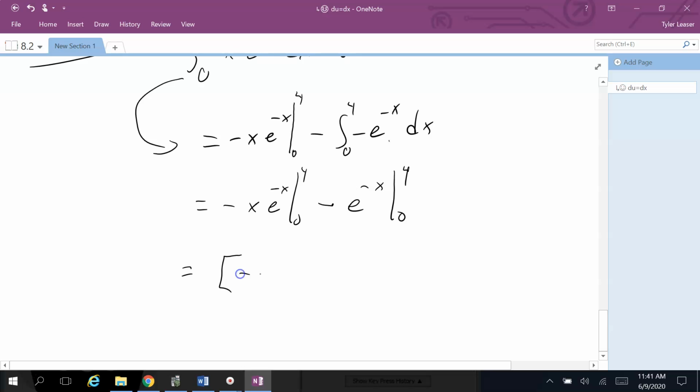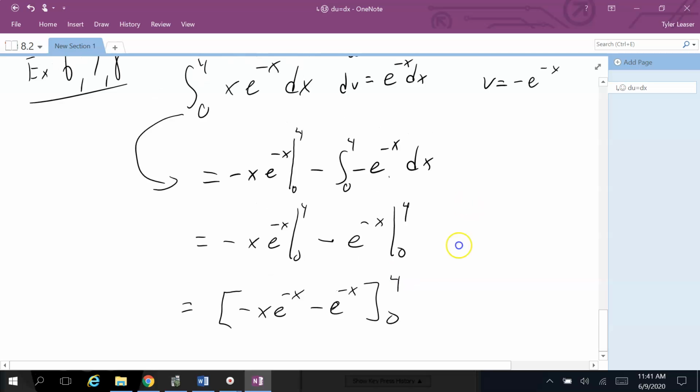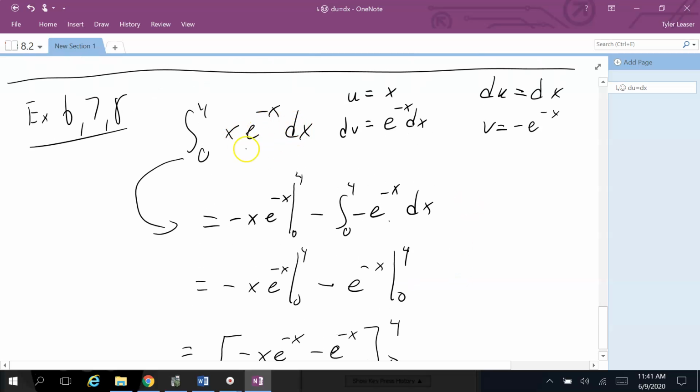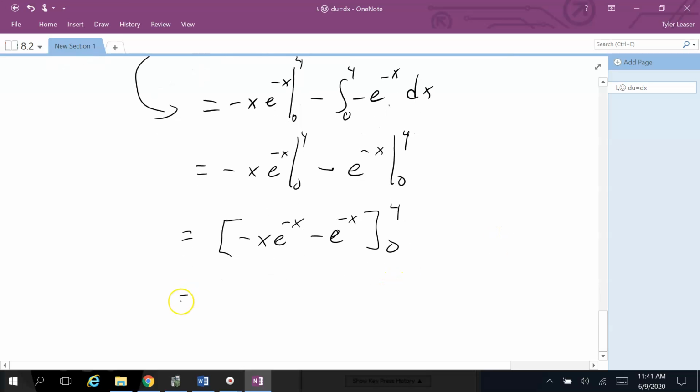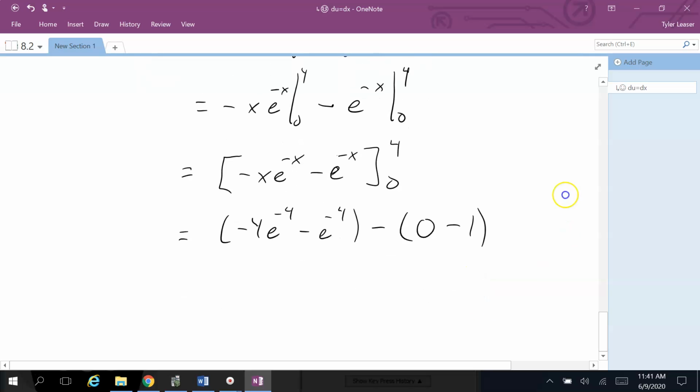Whenever you have two things that are being evaluated between the same limits, what you can do is combine them together and then just evaluate the whole thing from 0 to 4. This is what I usually do for these. I usually just go ahead and find the antiderivative using integration by parts, and then at the very end plug in the limits. So if I plug 4 into this, I'm going to get negative 4 e to the negative 4 minus e to the negative 4. That's going to be minus plugging 0 into this. This first term is just going to be 0 minus, if I have 0 into this one, I get e to the 0, which is 1.